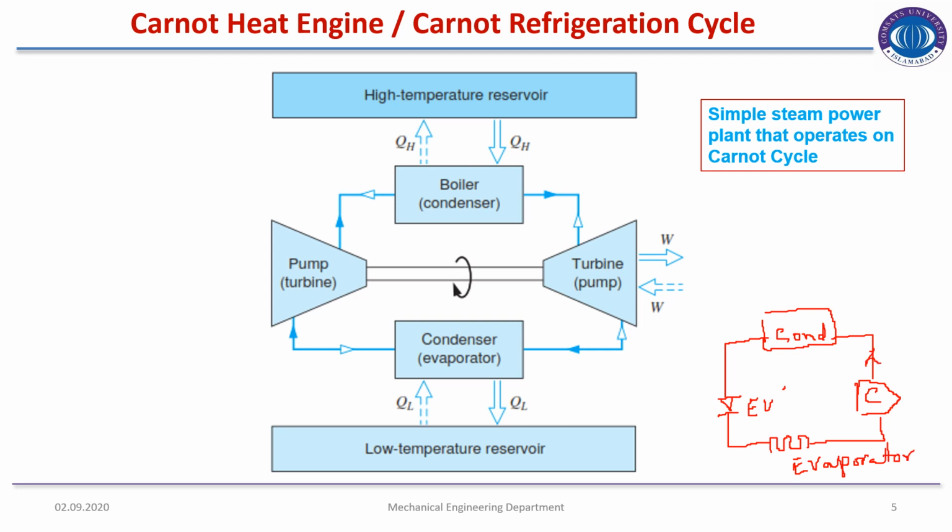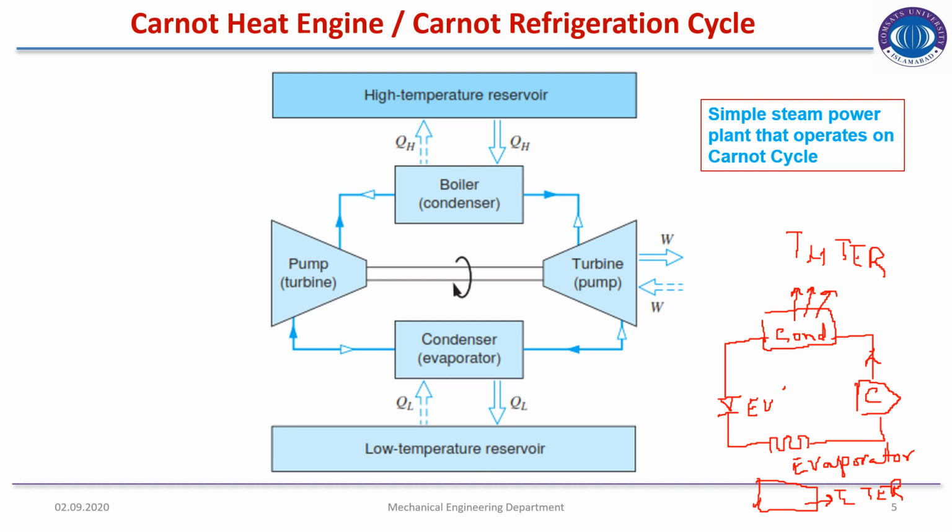In the condenser heat is rejected out to the ambient air. So the ambient air is the high temperature TH thermal energy reservoir, whereas the cabinet in which the evaporator is installed is a low temperature thermal energy reservoir. So now you can compare both of these diagrams.